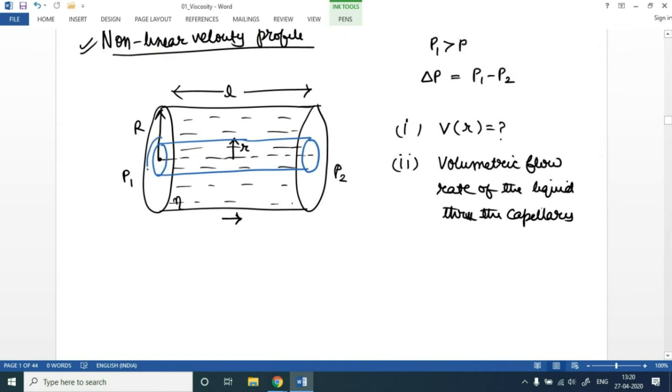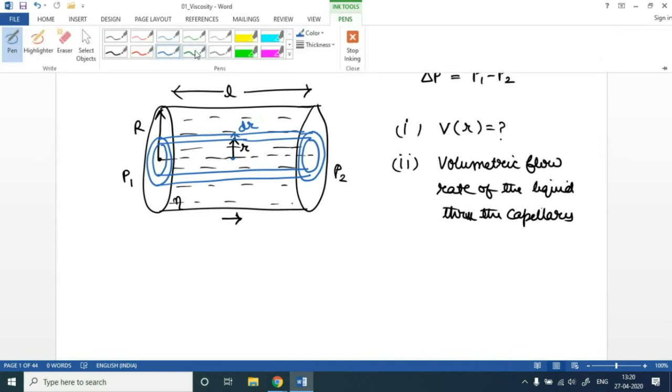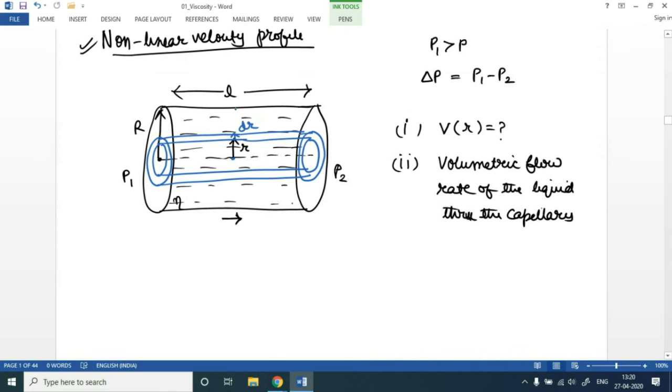Thin layer of liquid. Okay, and this cylinder we are having has radius r and its thickness is say dr. Now look very closely. First of all, here the velocity profile would be, for example, at r equal to capital R, at the periphery of this capillary, the velocity is going to be 0.